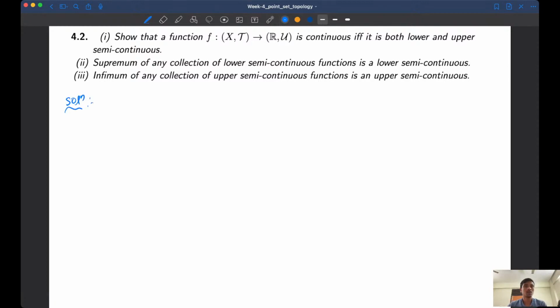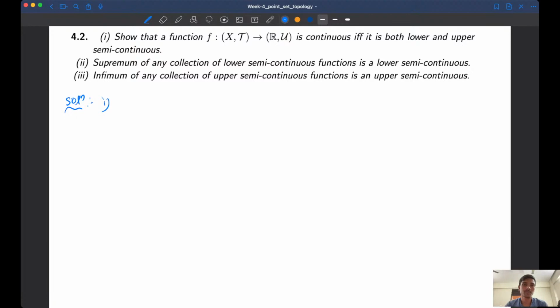So here I'm claiming that any function from a topological space (X, tau) to R with the usual topology on R is continuous if and only if it is both lower and upper semi-continuous. Okay, so one direction is almost clear, right?